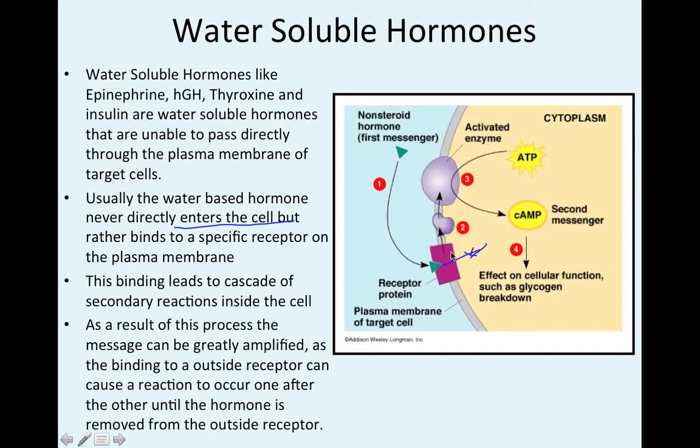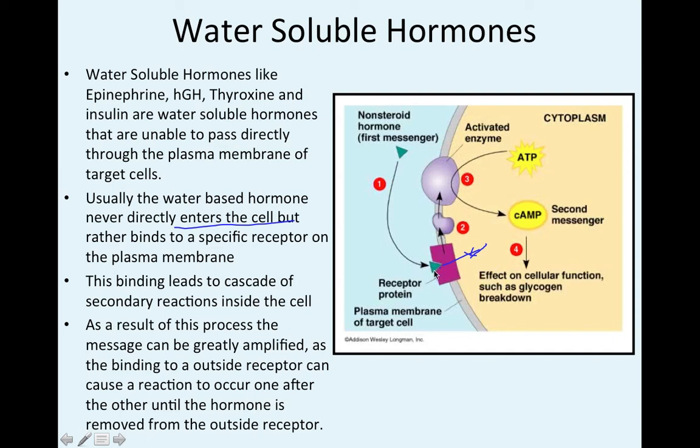So in this case right here, here's the membrane, or here's the hormone. It can't go right through the plasma membrane, so it's going to bind to a receptor, and then it initiates a response inside. So usually the water-based hormones never directly enter the cell, but rather bind to a specific receptor on the plasma membrane. This binding leads to a cascade of secondary reactions inside the cell.